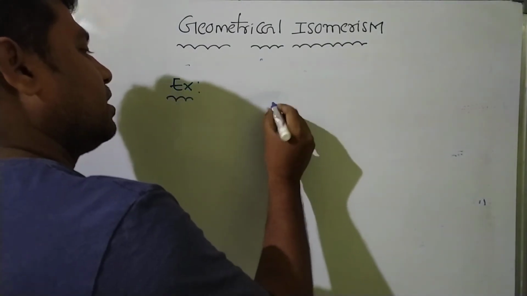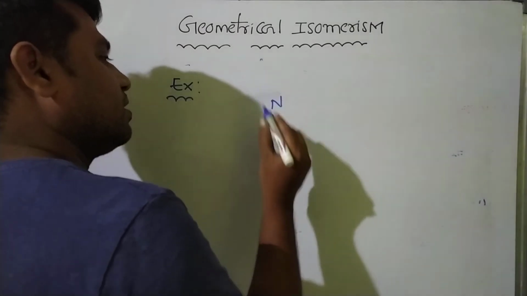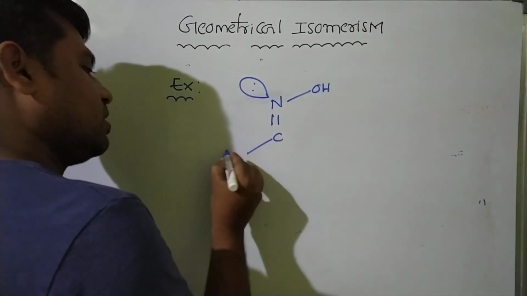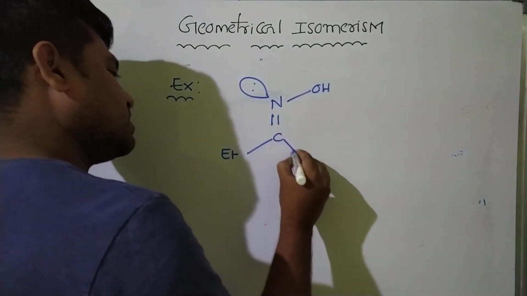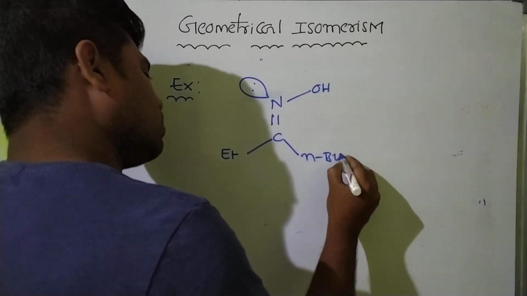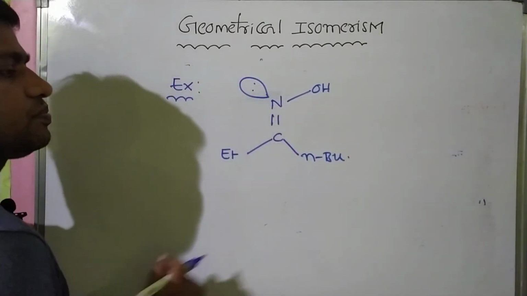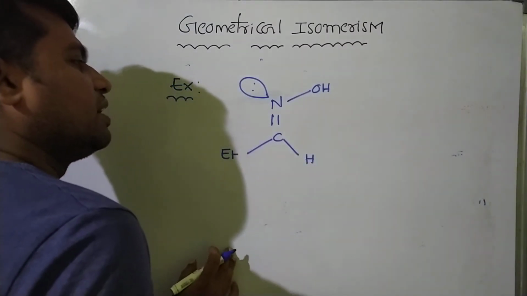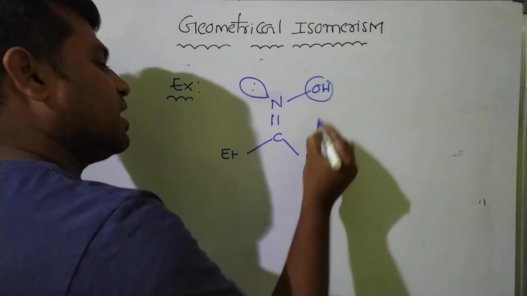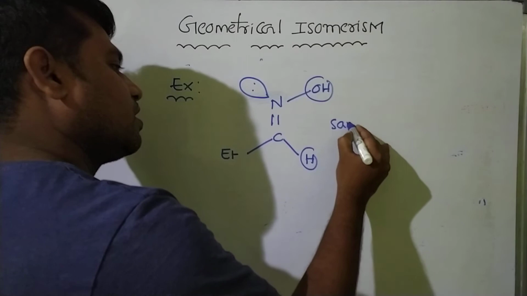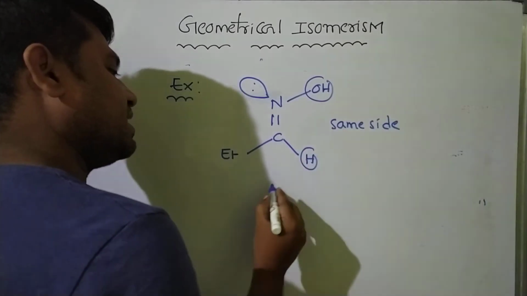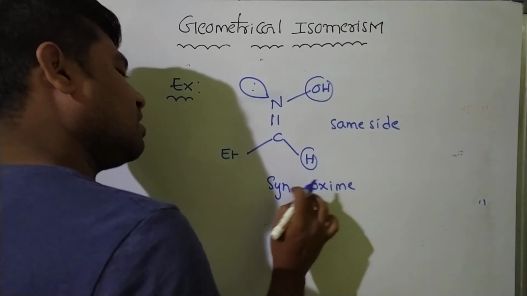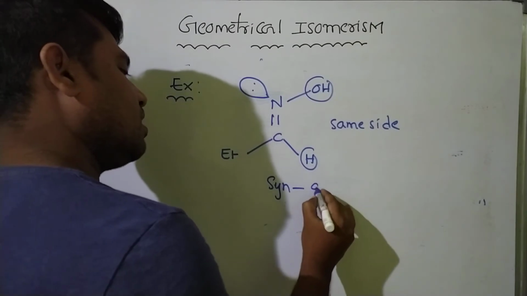And one more example. C double bond N. So this is OH, this is the lone pair. Here an ethyl group, and this is some n-butyl group. So whatever the alkyl groups. Okay, this is an oxime, and we will discuss aldoxime. This is hydrogen. Here also the OH group and the hydrogen are on the same side. So this is syn oxime, syn aldoxime.